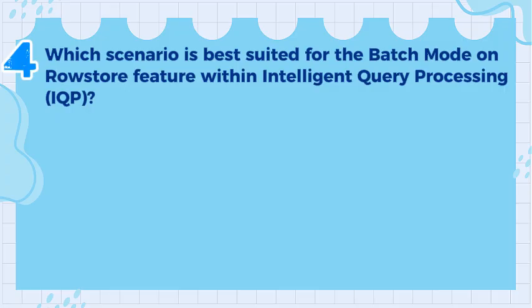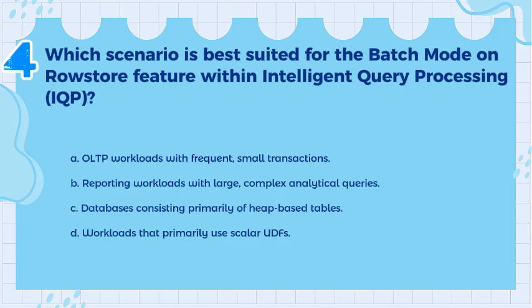The choices are A. OLTP workloads with frequent, small transactions. B. Reporting workloads with large, complex analytical queries. C. Databases consisting primarily of heap-based tables. D. Workloads that primarily use scalar UDFs.